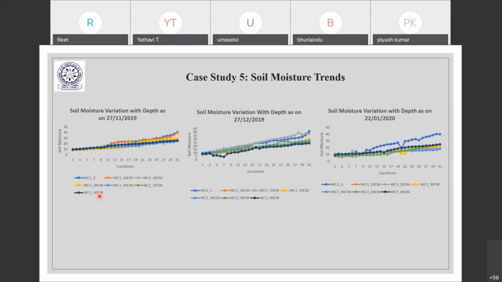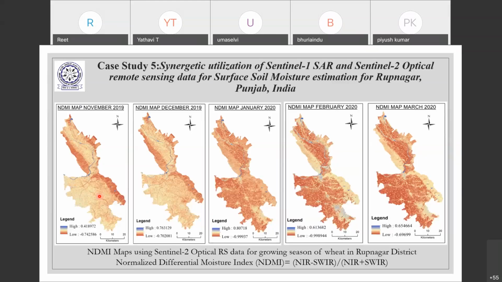So these are the field data, and these are the NDMI maps for Punjab for various months, which were used for estimating the value for the next month. The model was trained using these data, and then it was used to calculate the soil moisture using the backscatter of the Sentinel-1 data.